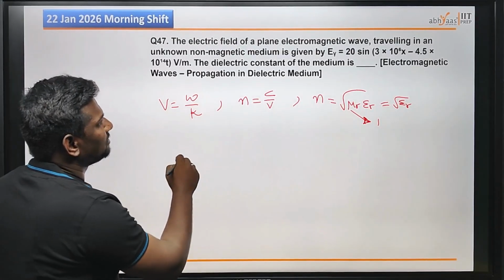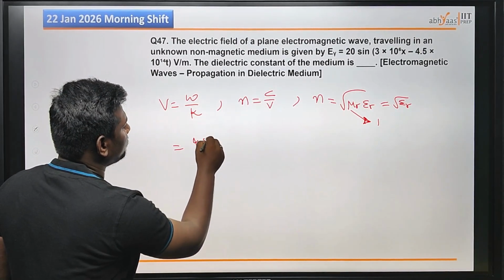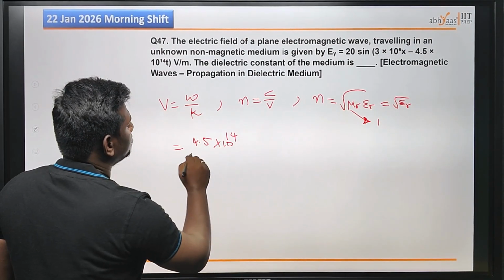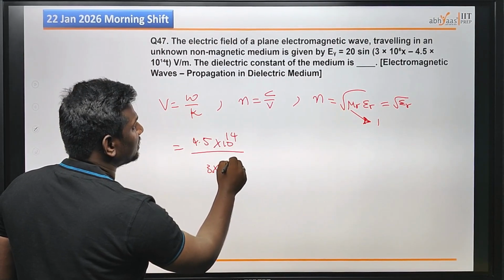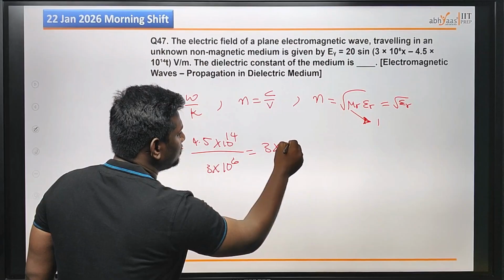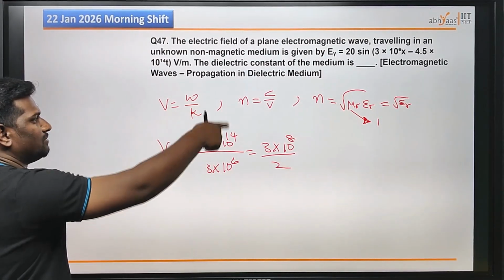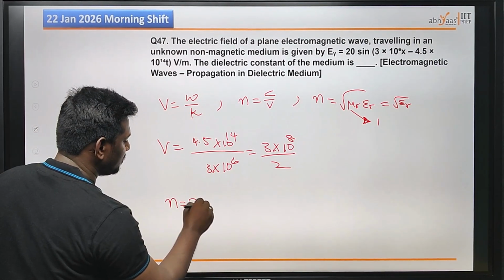So what is omega? Omega is 4.5 into 10 to the power 14, by what is k? k is 3 into 10 to the power 6. So from this one you will get 3 into 10 to the power 8 by 2. So this is V. From this n formula, you will get n equal to 2.